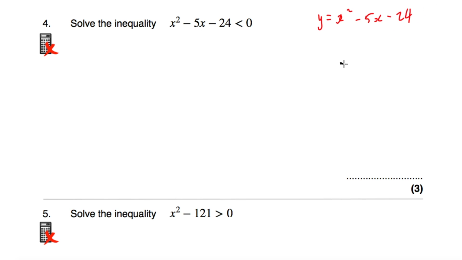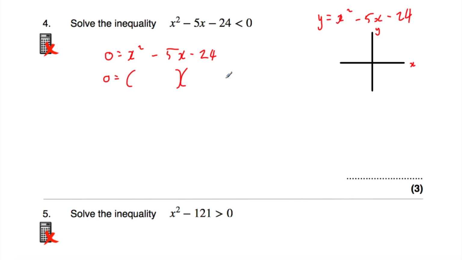So let's draw our x-axis and our y-axis, and let's label them x and y. We want to find where this quadratic crosses the x-axis, so let's let y equal 0. So 0 equals x squared minus 5x minus 24. And hopefully this will factorize, so 0 equals bracket, bracket, and we're going to put x's in the front of both brackets, and we want to find two numbers that multiply together to be minus 24 and add together to be minus 5.